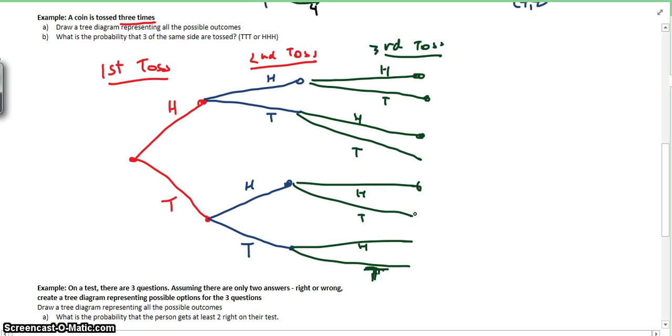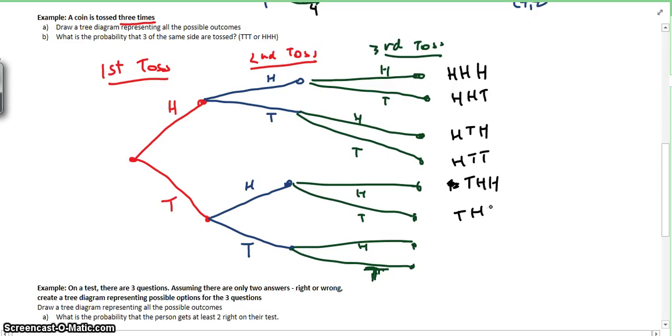So if we look at all these particular nodes now that we've got, let's come up with the sample space of all the possible outcomes. First one is heads, heads, heads. Next one is heads, heads, tails. Heads, tails, heads. Heads, tails, tails. Tails, heads, heads. Tails, heads, tails. Tails, tails, heads, and tails, tails, tails.